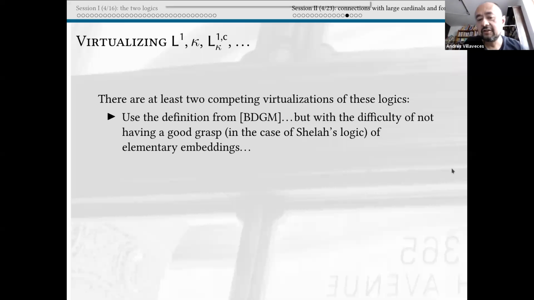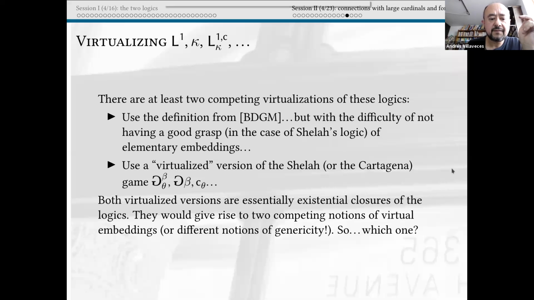with the difficulty of not having a good grasp of elementary embeddings, because remember, in the virtualization, in the game, in the forcing system, you need to have a grasp of elementary embedding, and that's exactly what's, I wouldn't say missing, but it is sort of difficult to keep track of in the Shelah logic. It is better in the Cartagena logic, which is kind of closer to this.